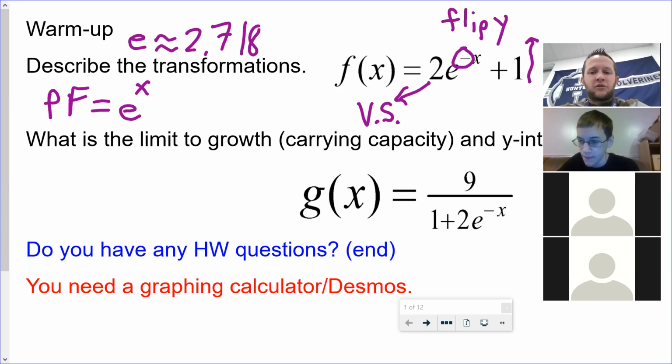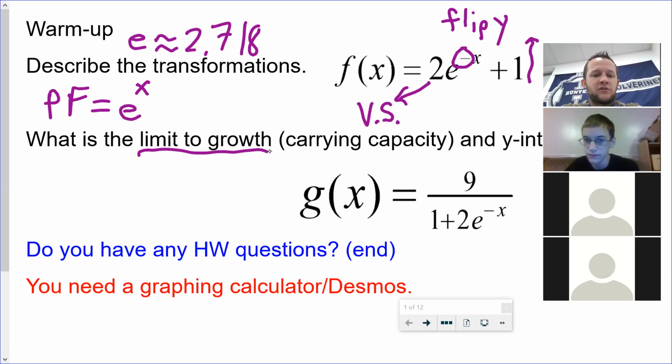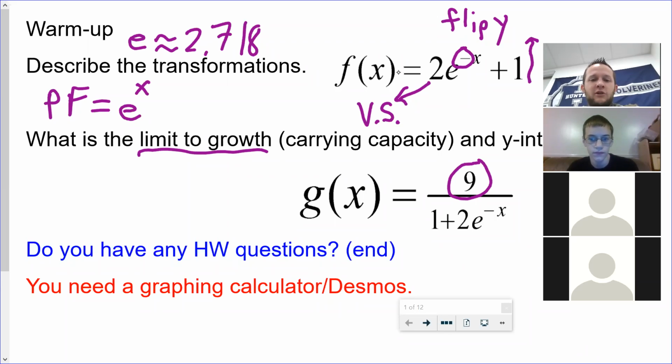Now, I'm just going to ask for a volunteer on g of x, because it's really not that hard, but I don't want to put anyone on the spot too much. So someone unmute yourself and tell me, what will the limit to growth, in other words, the carrying capacity, be here for g of x? Isn't it 9? It is 9. Thank you. I think that was Kimberly. I'm not sure, but I think it was. So whatever the numerator is, that's your limit to growth.